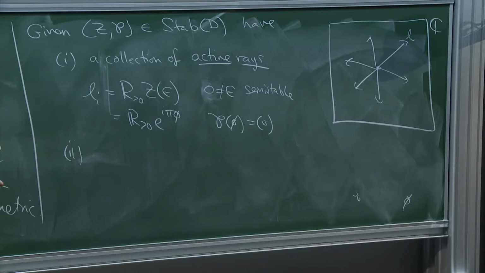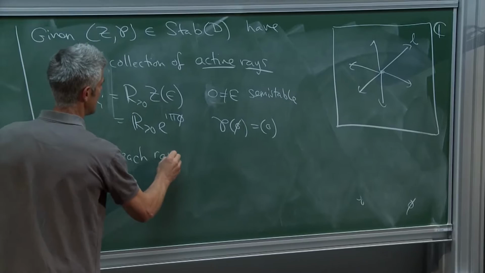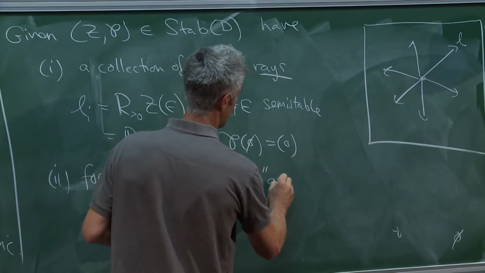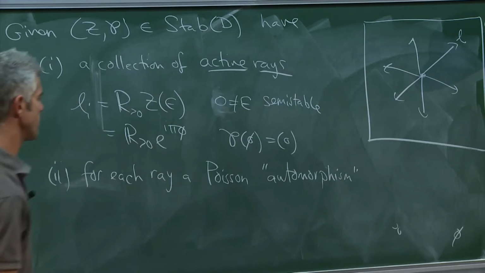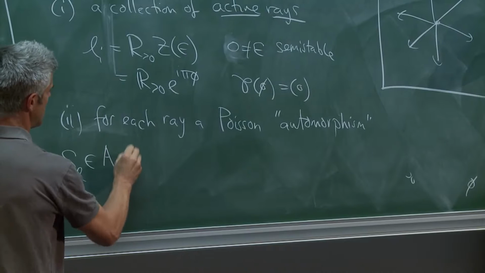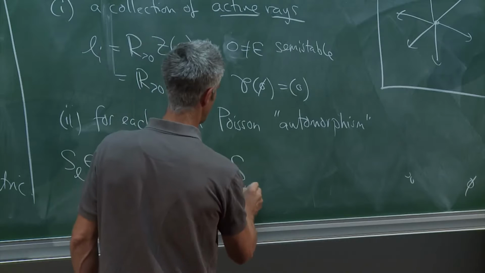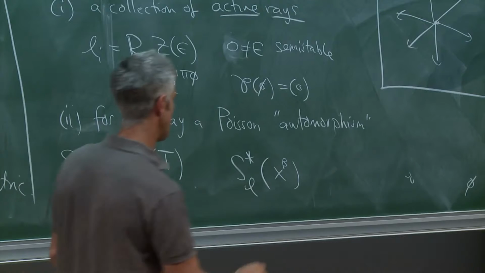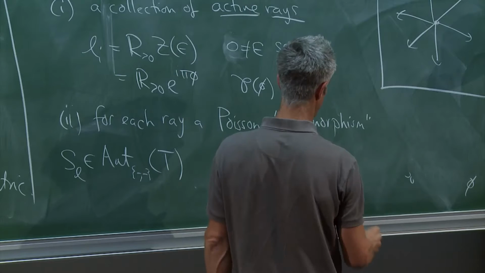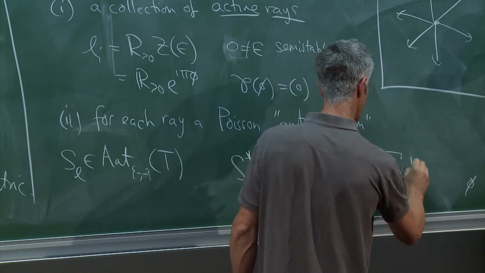But then for each ray, Poisson, I'm going to put automorphism in inverted commas and explain this in a minute. But to first order, you should think of this as an automorphism, a Poisson automorphism of this torus. And how's that defined? Well, it's pullback on functions. If I pull back a character, what do I get? I get the exponential of the Poisson bracket of a generating... Right, okay, I can see I'm going to have to explain this.